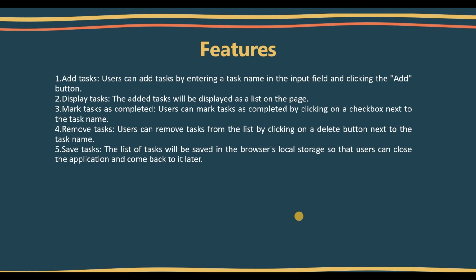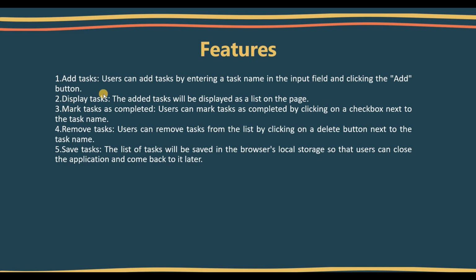Before starting the coding, let me discuss the features of my web application. The main function of the to-do list is add task. User can add a task by entering the task name in the input field, which means the text field. Then the user needs to click that button, then only the task will be added upon the created task list. Another thing is display task: the added task will be displayed on the list on the page.